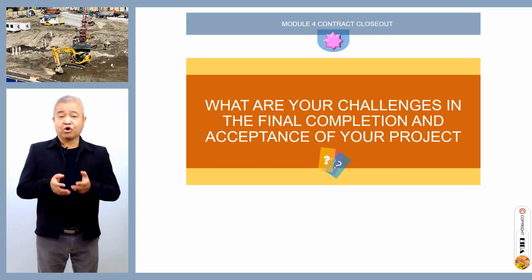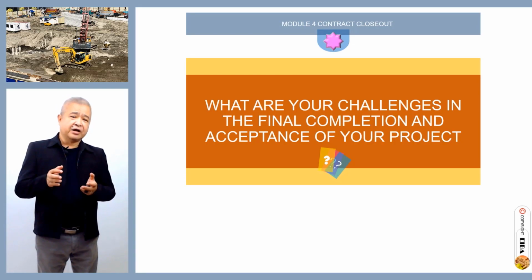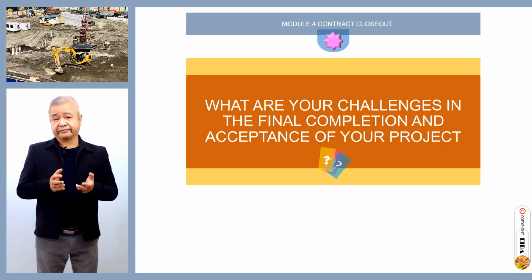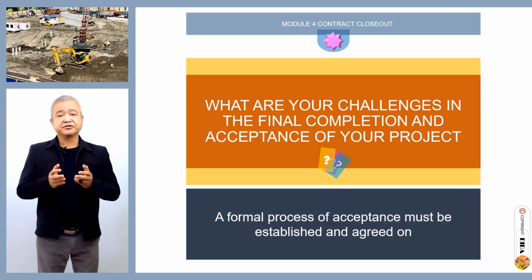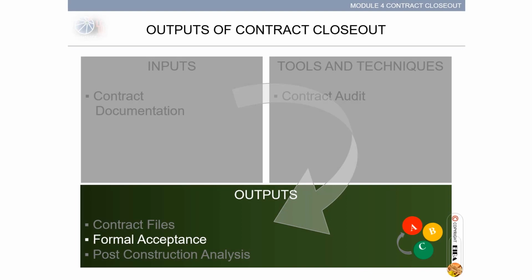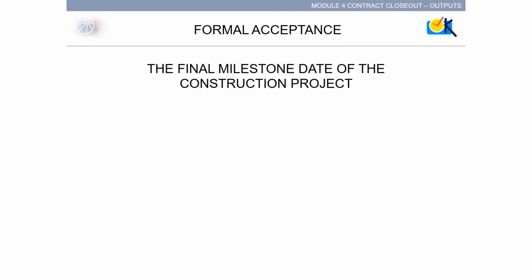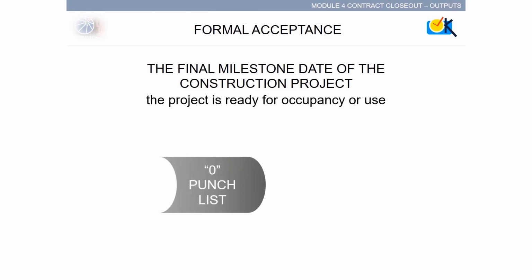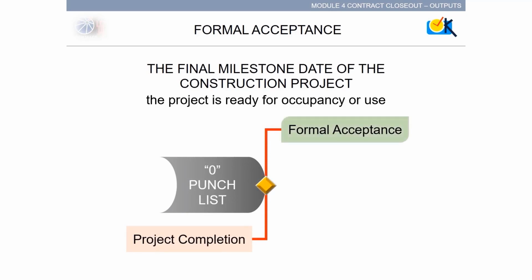What are your challenges in the final completion and acceptance of your project? A formal process of acceptance must be established and agreed on. Output of contract closeout: formal acceptance. Formal acceptance is the final milestone date of the construction project. The project is ready for occupancy or use. Upon achieving the zero punch list, meaning the clearing of all punch list items, we are now at project completion. The owner signs formal acceptance. The owner starts occupancy. Constructor proceeds with the project close steps.